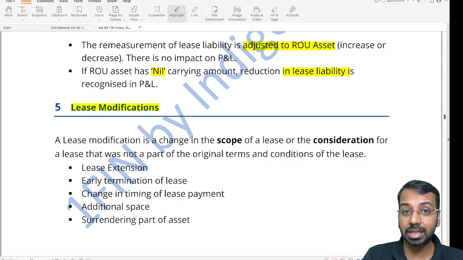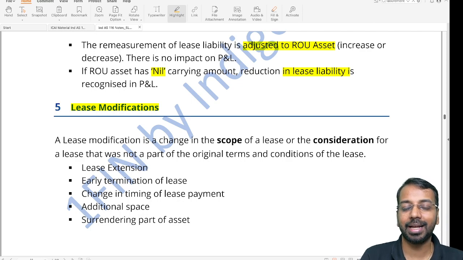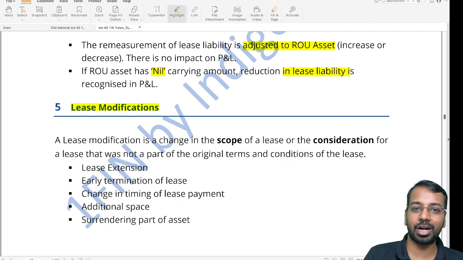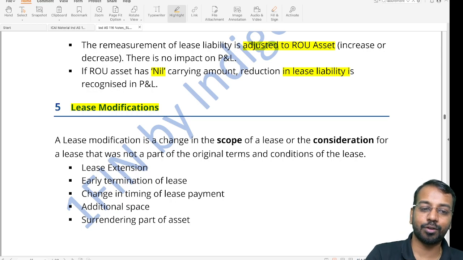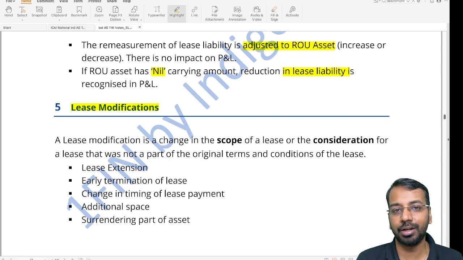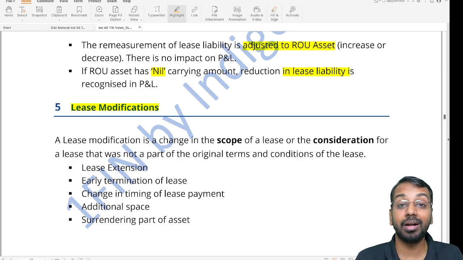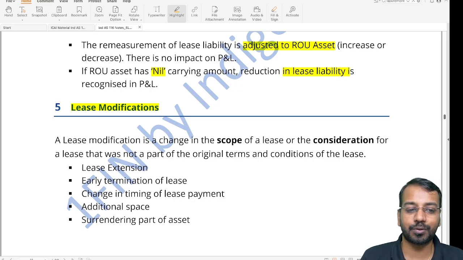Please remember, just now we have done one question where the option to extend was given in the original contract itself. Now if the option to extend is given in the original contract, then there is no problem. But if the option to extend is not given in the original contract and subsequently you have decided to modify the contract and increase the lease period, that is also a lease modification. The time of lease payment can also change. Earlier I was paying at beginning of the year, now I am paying at end of the year. That is also lease modification. Most likely, the type of questions which are tested in the exams are you get additional space or you're surrendering a part of space. That is what is called lease modification.